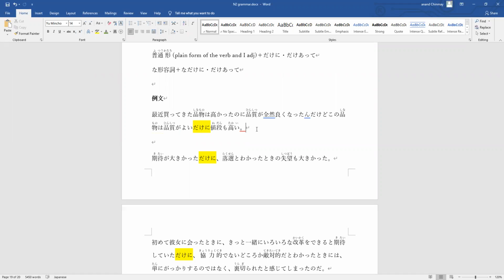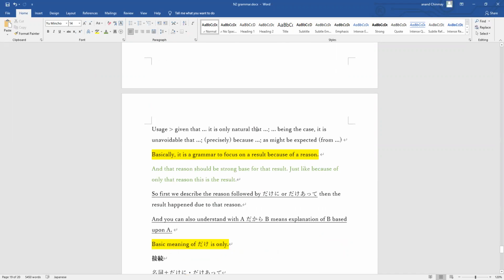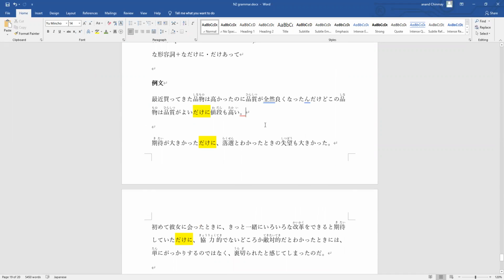Does anybody want to ask anything? What I bought recently was not good. But what I have bought now is good. And because it is good, it is expensive. Yes, yes. Or does anybody want to ask anything? Shweta, okay.